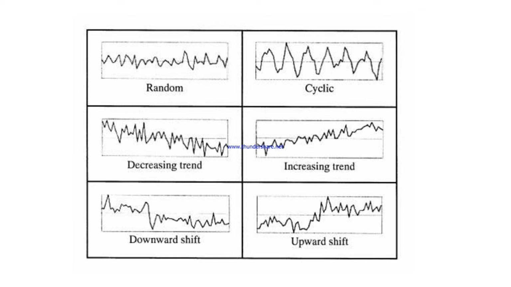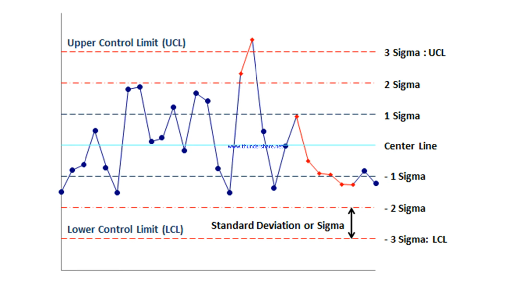So I think now you are clear how to decide whether your process is in control or not by just looking at the control chart. Alright, so if you take the control chart, now you can see this is the basic pattern of the control chart. You can see the light blue line that I have plotted here. That is the center line.